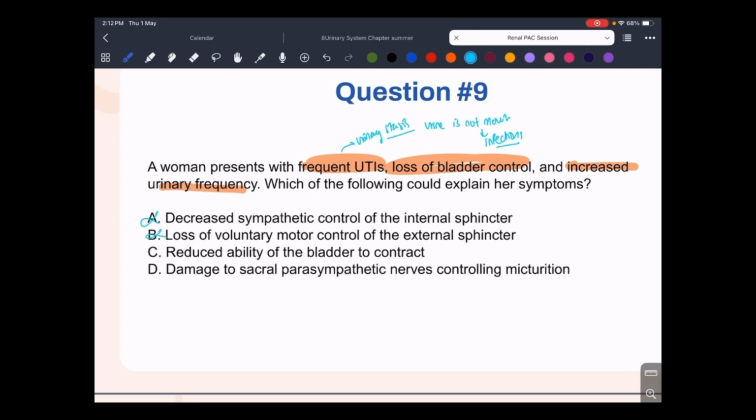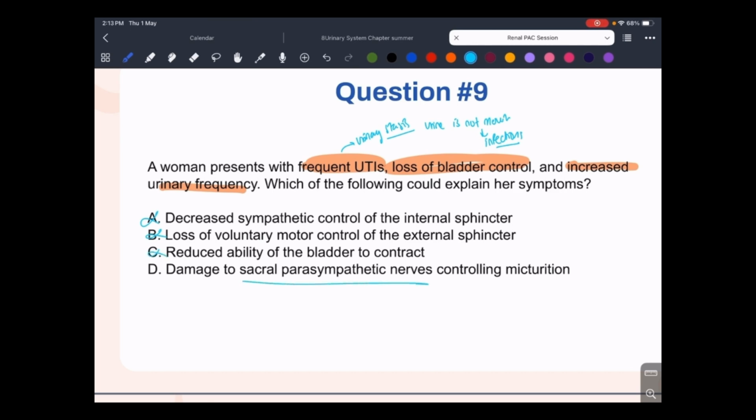C. Reduced ability for the bladder to contract. That means there is a weak detrusor muscle. That means there is incomplete emptying. The urine stays, so there are UTIs. Okay. But this usually leads to retention and overflow incontinence, not what's being mentioned here. And it would decrease frequency. Again, because the detrusor is not contracting, I'm not urinating as much. It would not increase frequency, and it will not cause incontinence as described in the question. That leaves D.